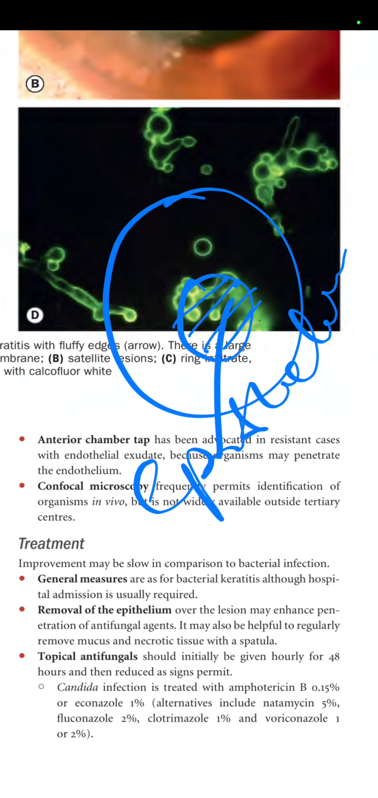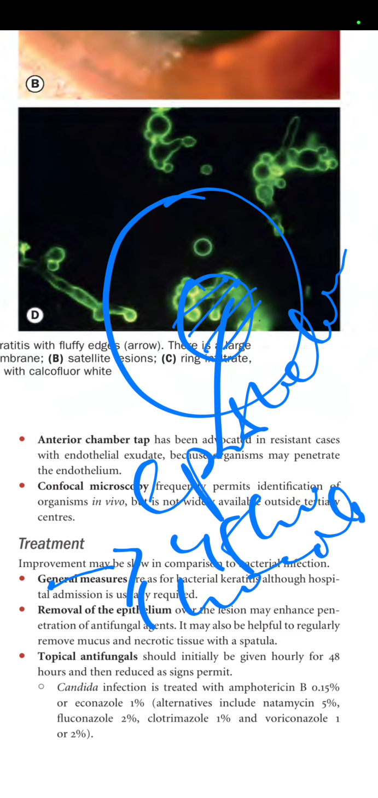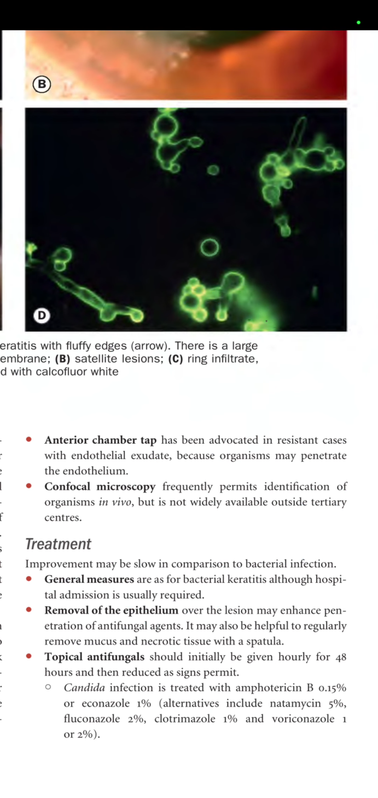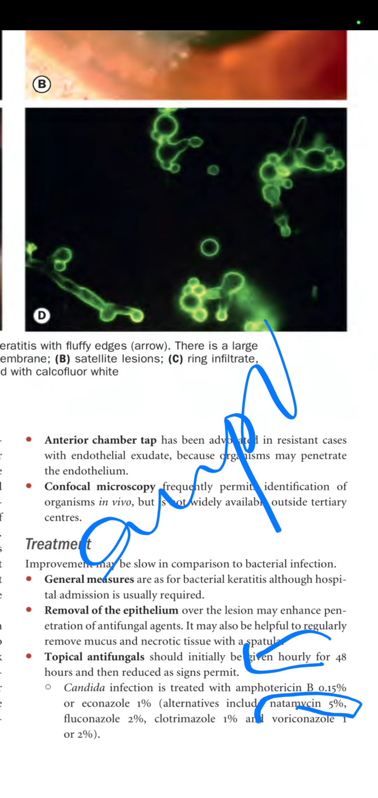Then, what are the topical antifungals that are used in fungal keratitis? Topical antifungal should initially be given hourly for 48 hours, then reduced as signs permit. In case of candida infection, it is treated with amphotericin B 0.15% or econazole. Alternatives include natamycin 5%, fluconazole 2%, clotrimazole 1%, and voriconazole 1 to 2%. Basically natamycin is readily available, whereas amphotericin we have to make from injections.